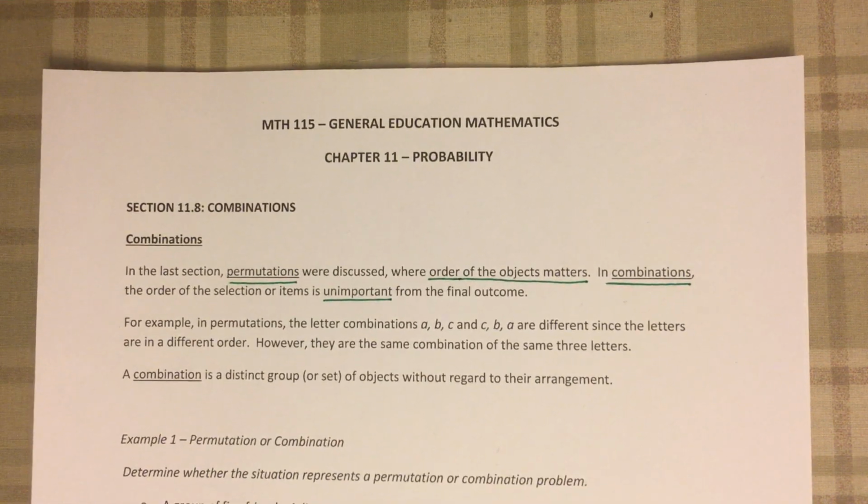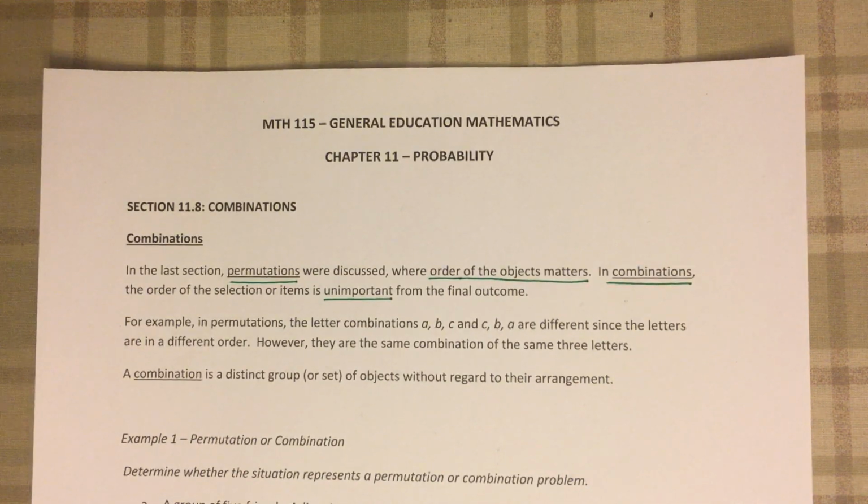So in permutations, the letter combinations ABC and CBA are different because we're thinking about order mattering. Whether we're in alphabetical order or reverse alphabetical order, we have differences. However, if we're thinking about a combination, they're the same: ABC, CBA, or BAC. Any way we arrange those three letters, as long as it's those three particular letters that have been chosen, the order doesn't matter. So in this section, we're focusing on combinations, where regard to arrangement does not matter.